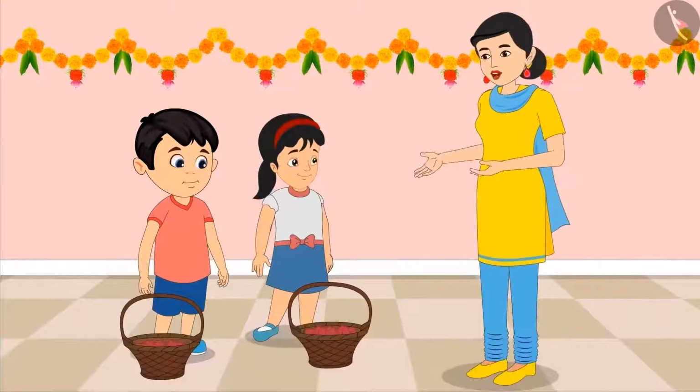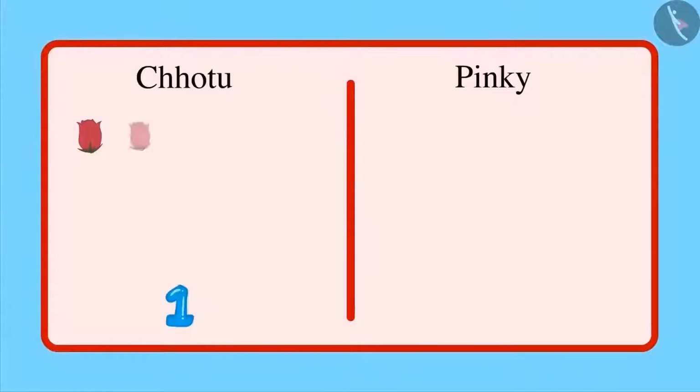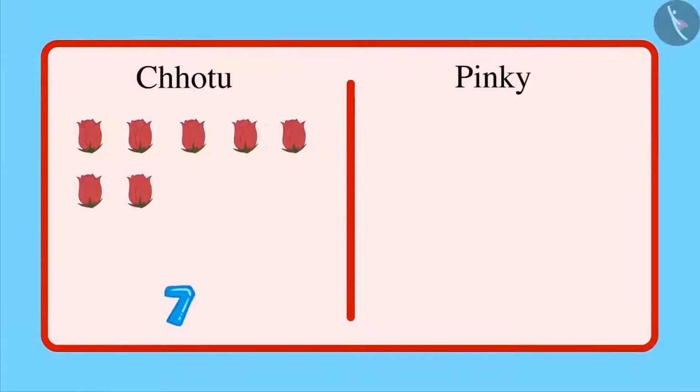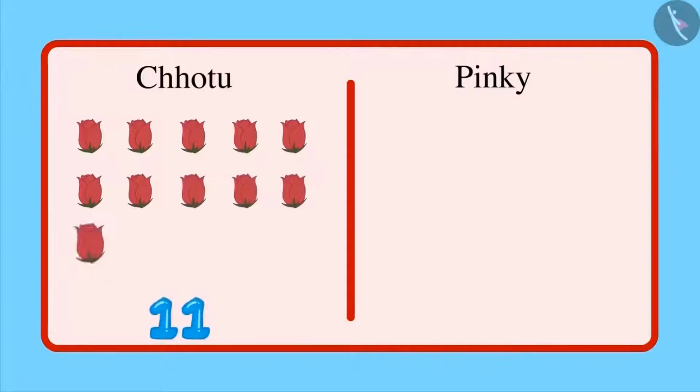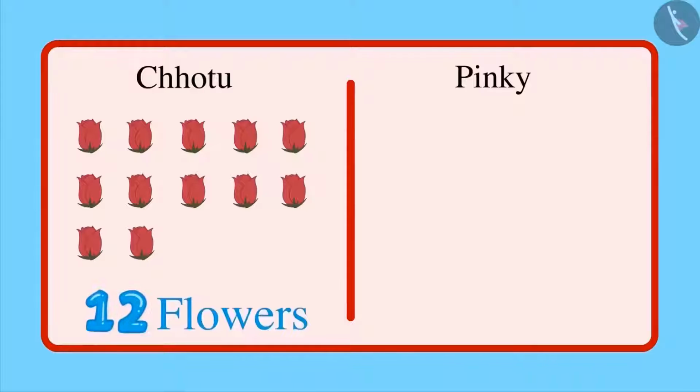Let's find out who brought more flowers. First, let's see how many flowers Chotu has brought. These are 1, 2, 3, 4, 5, 6, 7, 8, 9, 10, 11 and 12 flowers. That means Chotu has brought 12 flowers.